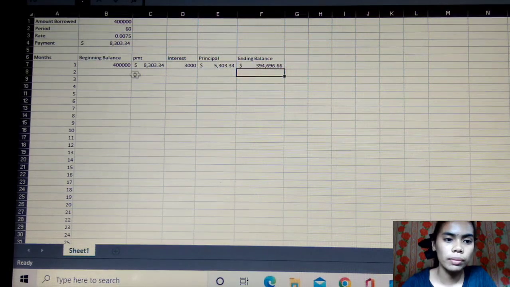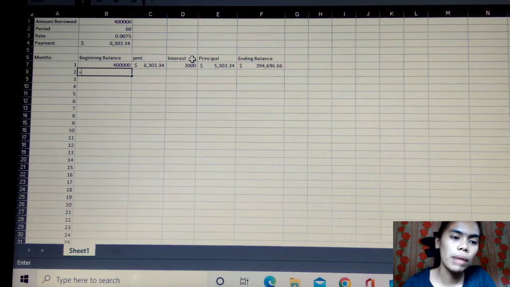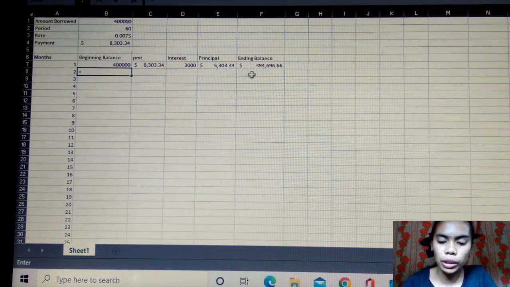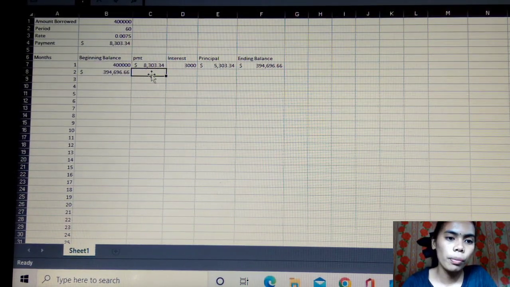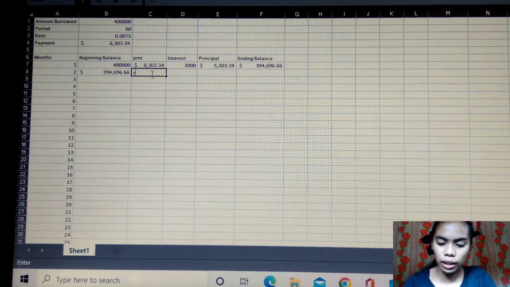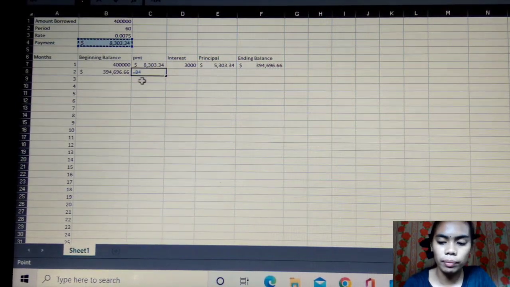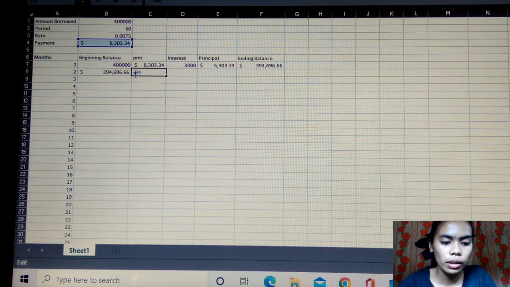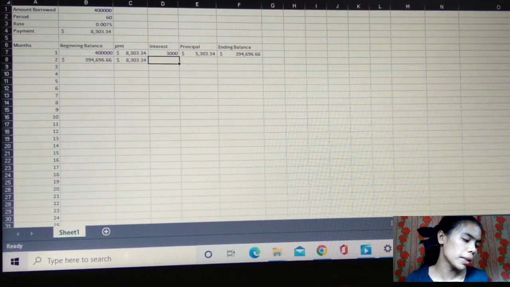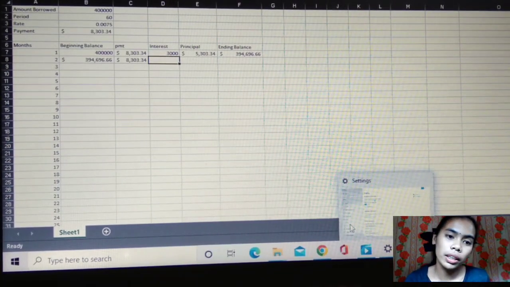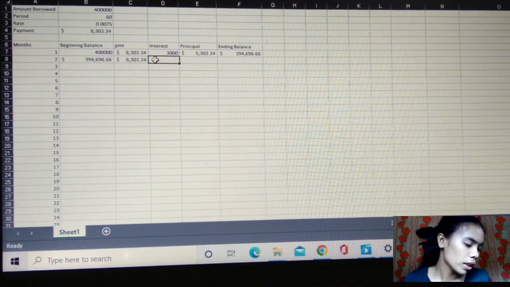And then for our second row, the beginning balance is the ending balance. So put an equal sign and then click the ending balance and enter. For our PMT, it is the equal sign and then click the payment, but the difference is we should put a dollar sign before and after the B. And then for our interest, it is the beginning balance times the rate, but the difference is we should put a dollar sign in the rate.